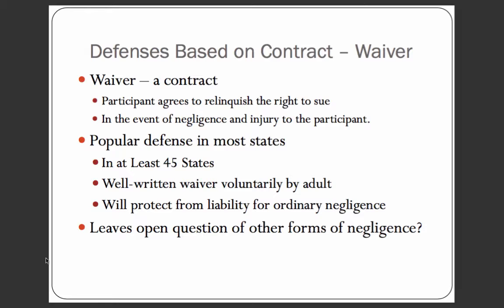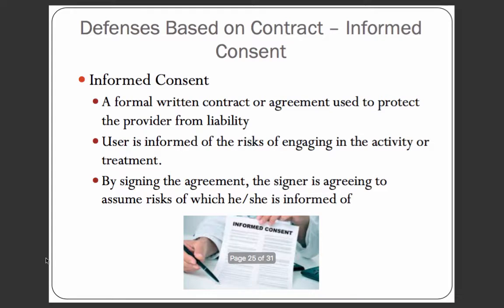We've got examples in all 50 states of waivers being used. In at least 45 states, a well-written waiver is a good defense to a negligence claim. It will protect liability from ordinary negligence. But the question then becomes, what about gross negligence? Is that something where a waiver will not protect the party that's the contract?